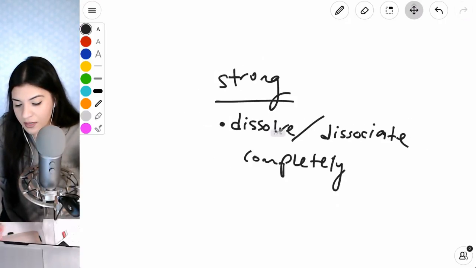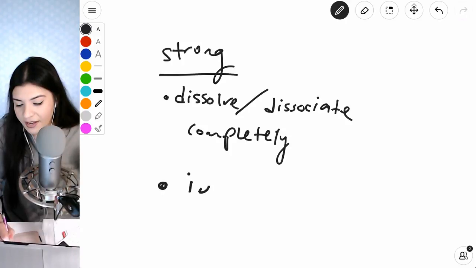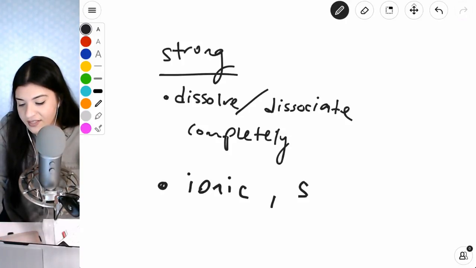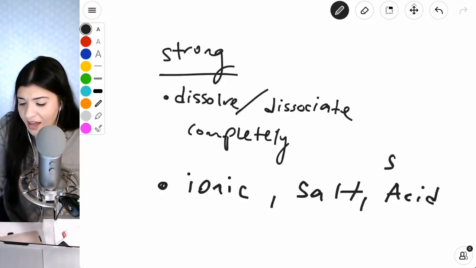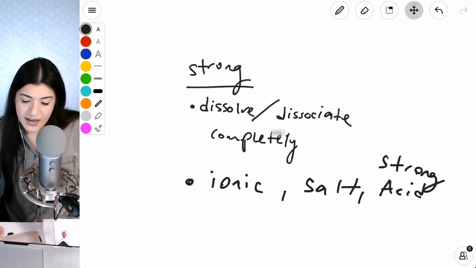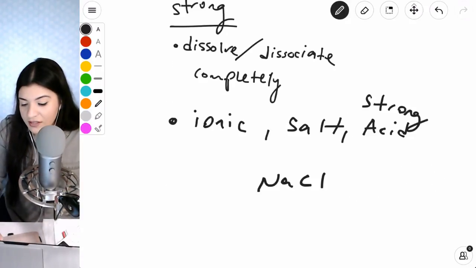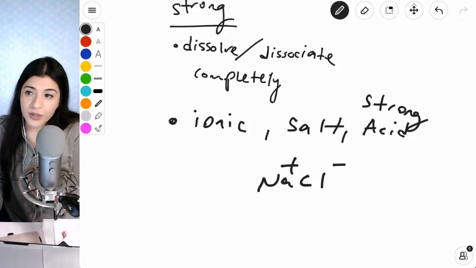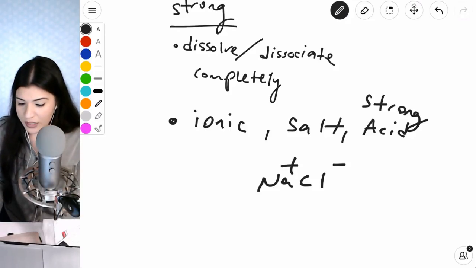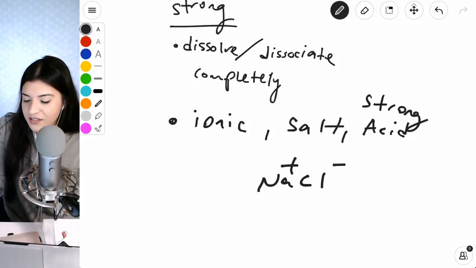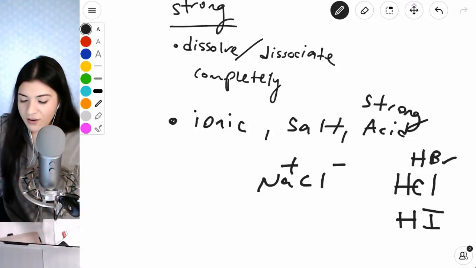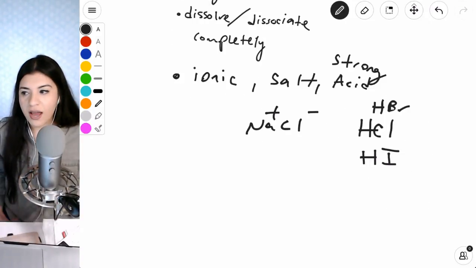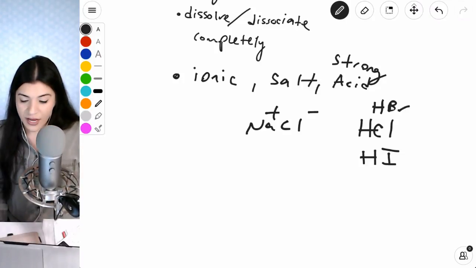And what's going to do that is anything that is ionic. That can be something like a salt, or something like an acid, specifically a strong acid. So I could have stated, let's say NaCl. Because this is ionic, this is a plus, this is a minus, that will completely dissociate, thus that will be a strong electrolyte. Same thing with a strong acid like HCl or HI or HBr. Any of those or any sort of strong acid would be considered a strong electrolyte.